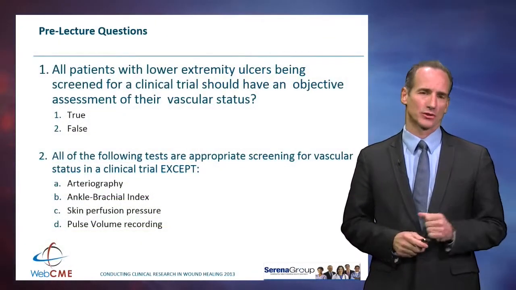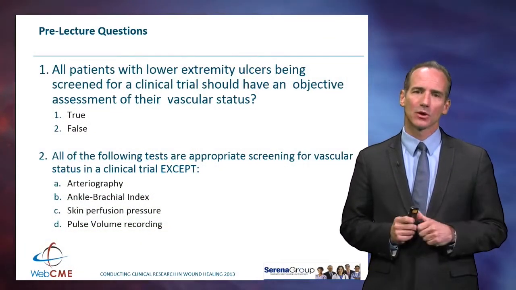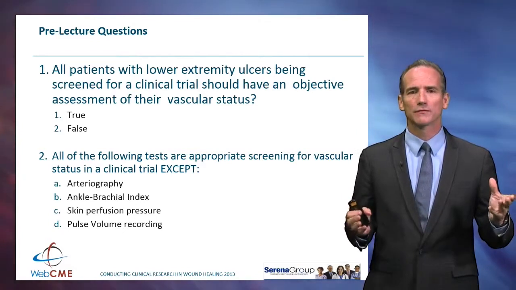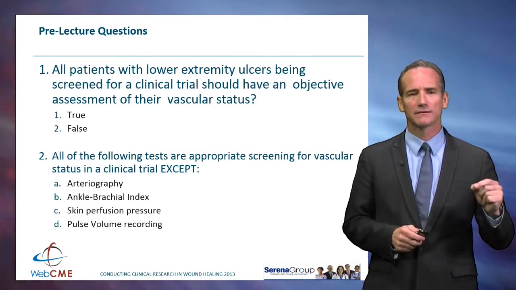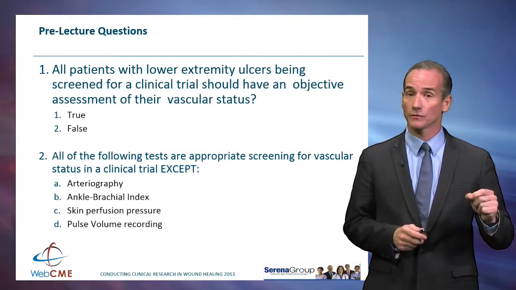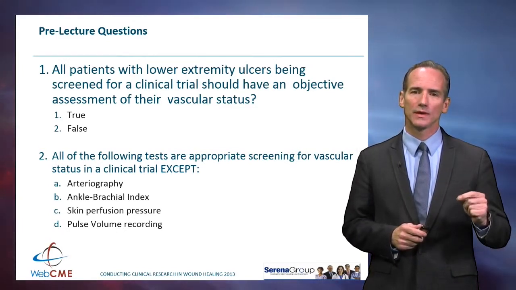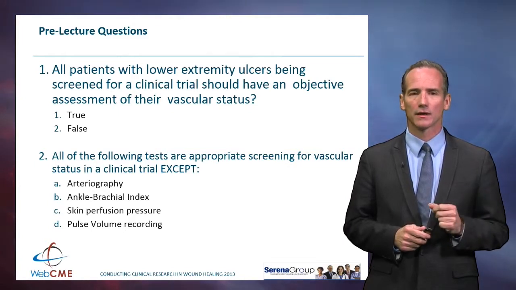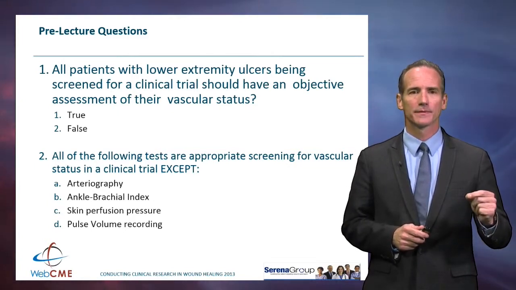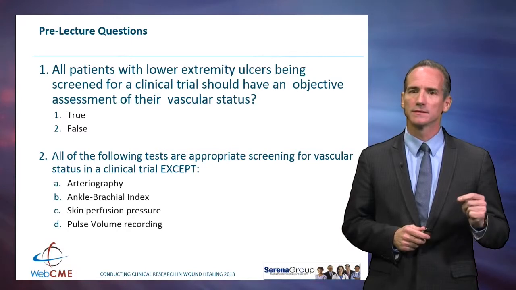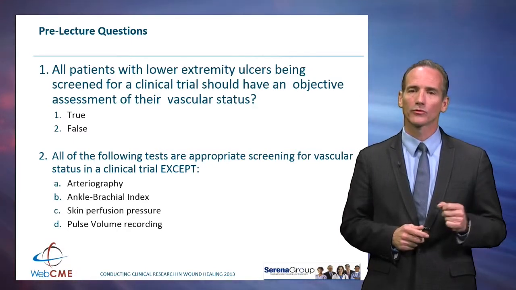So let's look at some questions. All patients with lower extremity ulcers being screened for a clinical trial should have an objective assessment of their vascular status. True or false? All the following tests are appropriate screening for vascular status in a clinical trial except arteriography, ankle brachial index, skin perfusion pressure, pulse volume recording.